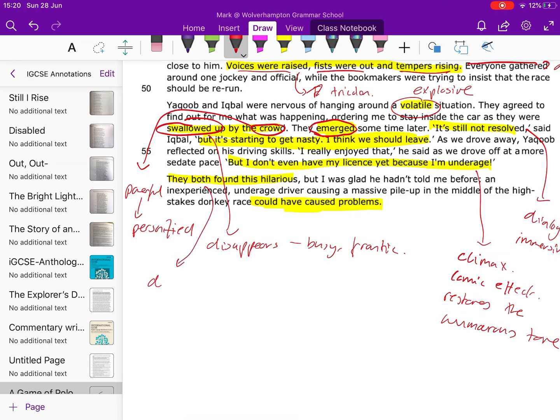So again, this is a different culture. We would probably find that criminal behaviour, driving very quickly without a licence, for example, is a serious breaking of the law and could cause death. But in this culture we're being shown, they both found this hilarious. So once again, we're getting an insight into cultural differences, not just sporting differences.